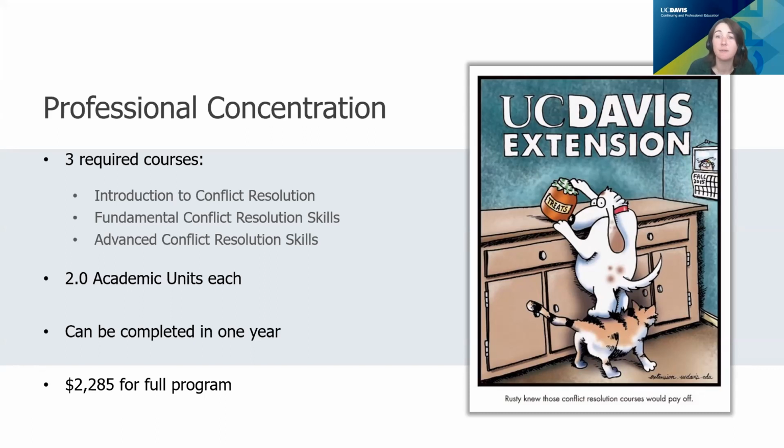So if you're referring to something like the longer certificate programs that we offer in other program areas, we don't currently offer a full certificate in professional concentration. But since these courses are academically approved by the Academic Senate, there is the possibility that you could take them to a different institution and get credit for them. That would be up to the receiving institution.